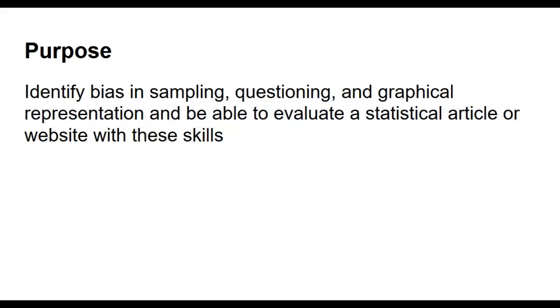The purpose of this lesson is to identify bias in sampling, questioning, and graphical representation, and be able to evaluate a statistical article or website with these skills. We will start by looking at different types of bias that occur in sampling. Sometimes you can be using a good sampling method, but bias still creeps in. Here are some common types.